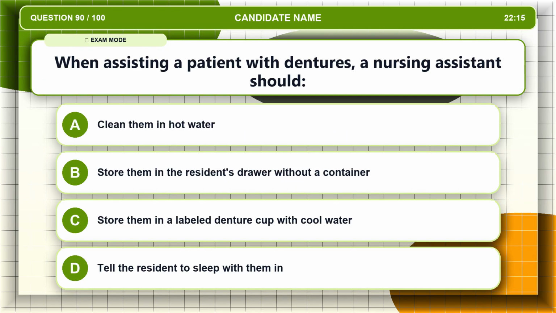Question 90. When assisting a patient with dentures, a nursing assistant should: Option A, clean them in hot water. Option B, store them in the resident's drawer without a container. Option C, store them in a labeled denture cup with cool water. Option D, tell the resident to sleep with them in.